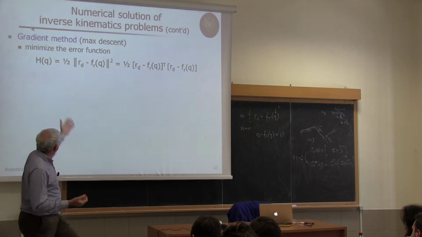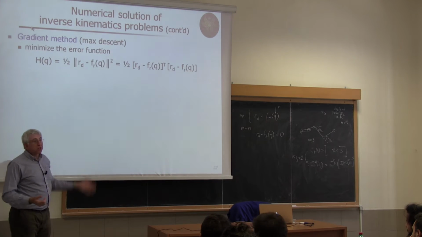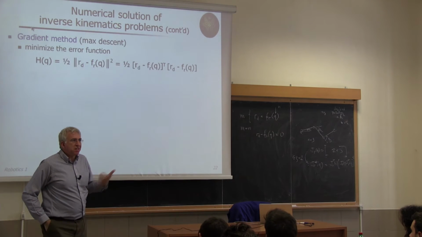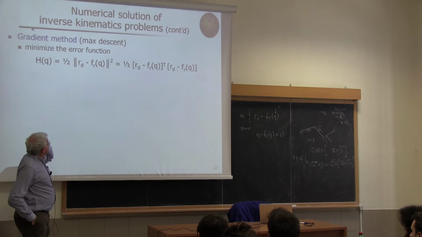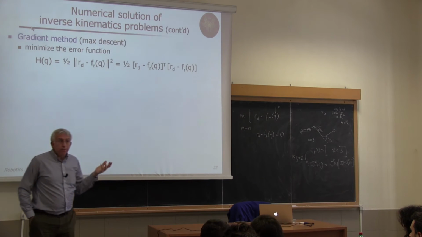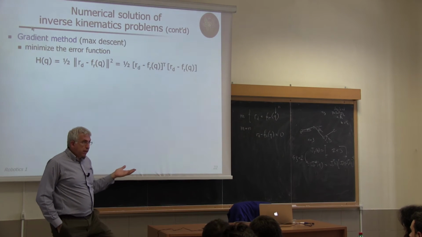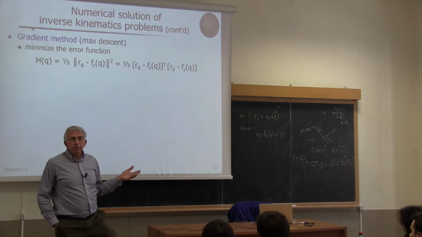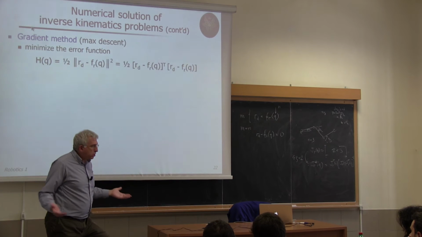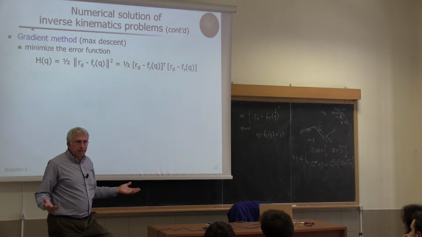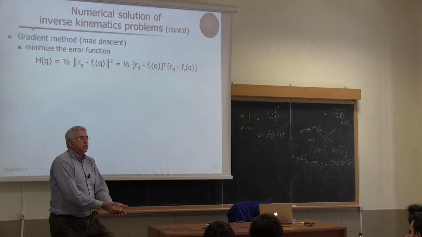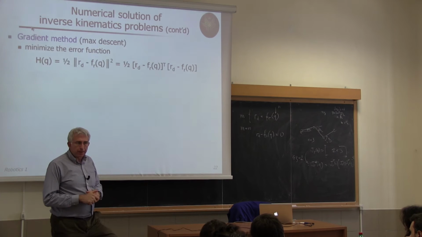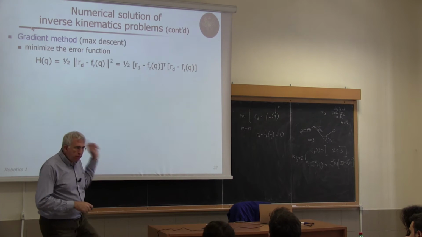Okay? If you look at this function, the factor 1 over 2 is just for avoiding a factor 2 in the derivative. It's irrelevant. This function is certainly 0 if we are in a solution. And otherwise, if Rd is different from R of f of R of q, since it's a norm, it's always positive. So it's a good candidate. It's always positive and 0 in any of the many solutions. Okay? So we want to minimize this function.